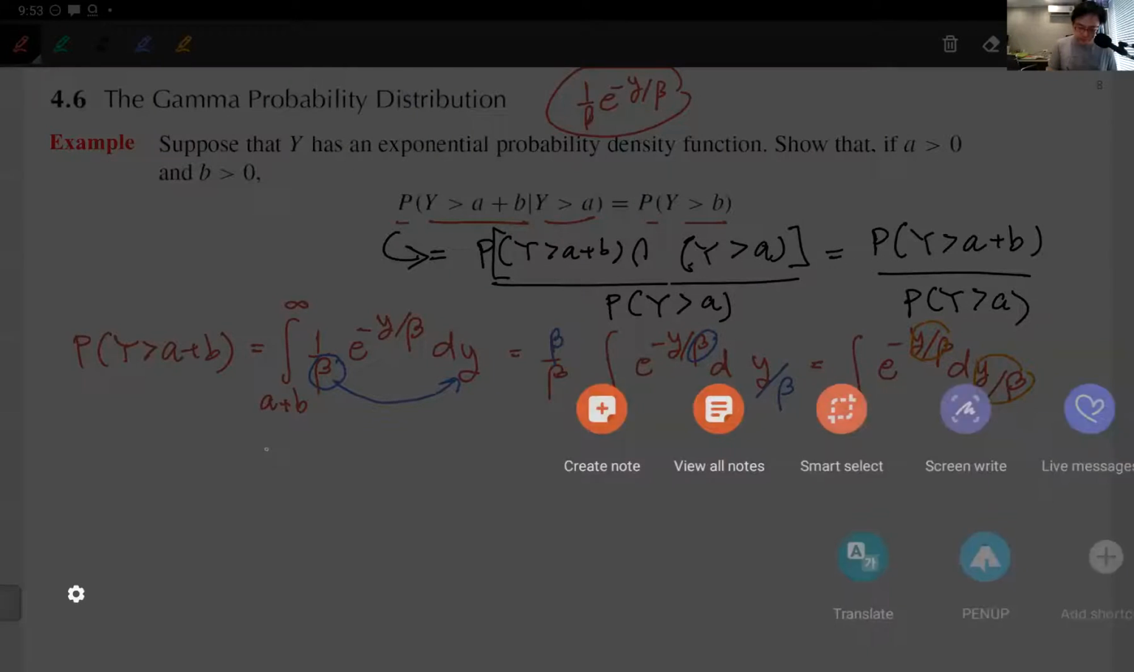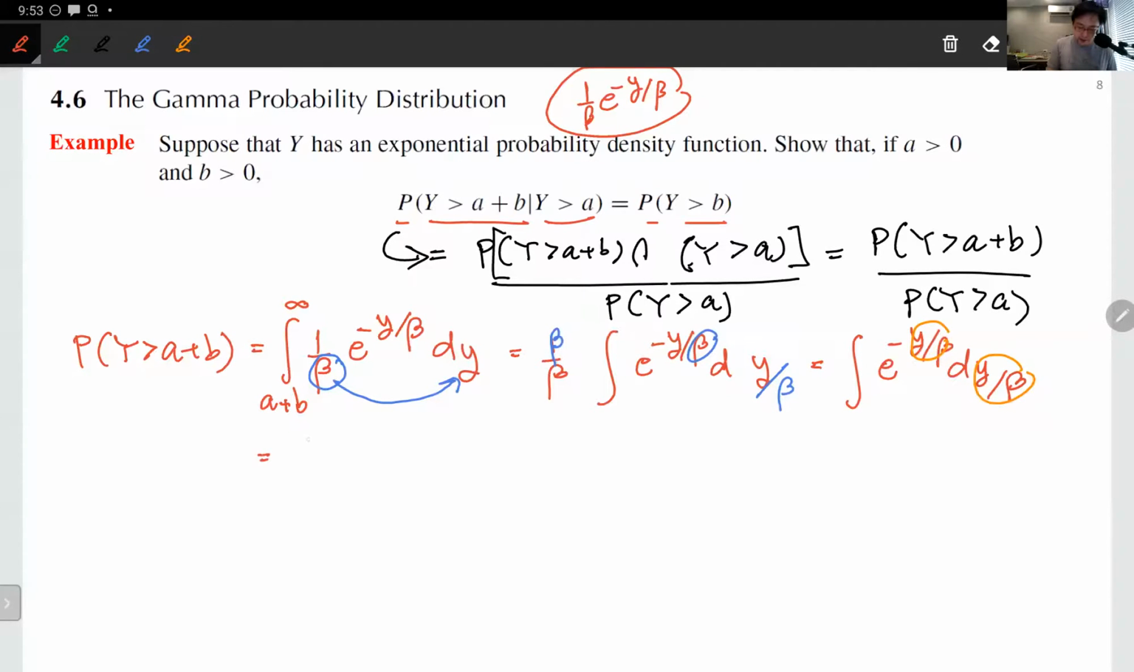So we just say the integral of this one is going to give you the negative e to the negative y over beta. So it seems to be like it looks cleaner and it seems to be like a quicker way you can do everything in one line. You don't have to say hey let's call u to be y over beta something like that. All right, and at the end you substitute the lower and upper limit there.